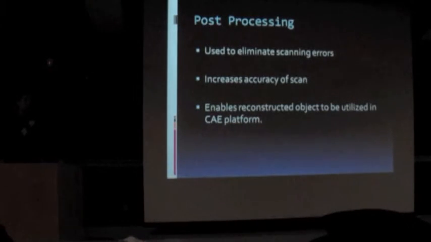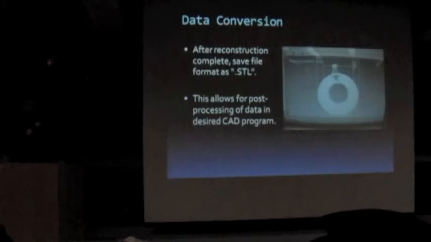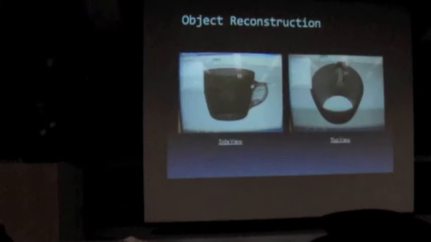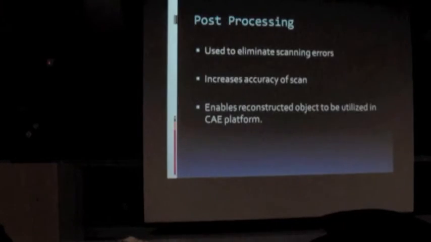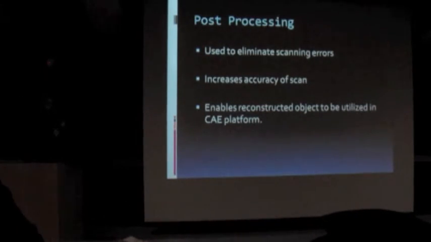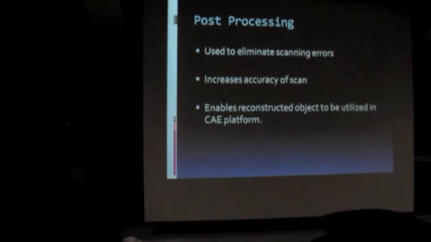Post-processing, the purpose of doing that is so that you can eliminate, if you look here, you can see in the scan near the handle, there are little particles. It's just errors that occur with the laser. As you get more expensive lasers, these errors are less prevalent. With post-processing, you can increase the accuracy of the scan with the solid modeling software, and you can reconstruct the object so that it can utilize a CAE platform, so you can put it in a model.